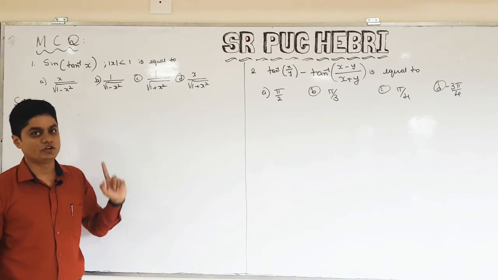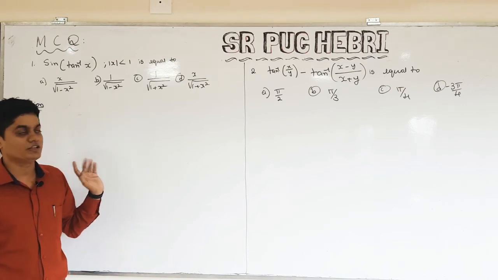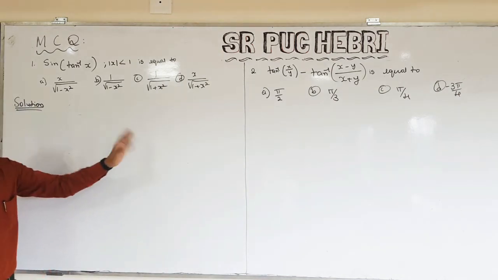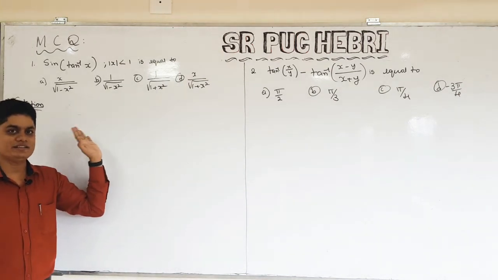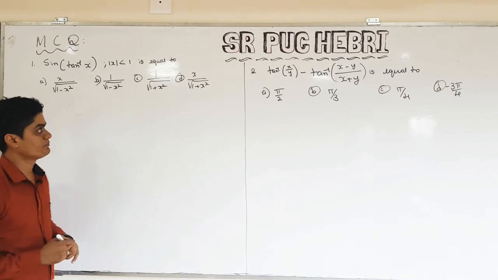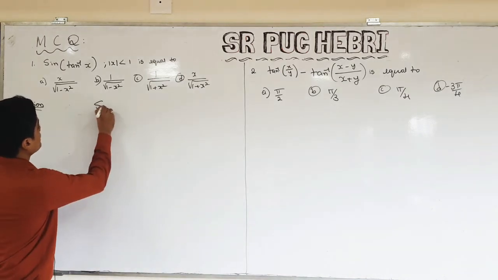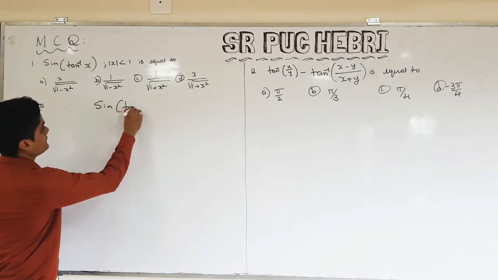So I am solving. Separately CET discussion will be there. Don't worry. Don't think that in just 2 problems CET is over. It's just given in the textbook, so I am discussing. What is the first question? Sine of tan inverse of x.